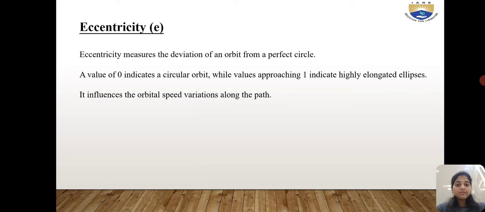Eccentricity, E. Eccentricity measures the deviation of an orbit from a perfect circle. A value of 0 indicates a circular orbit, while values approaching 1 indicate highly elongated ellipses. It influences the orbital speed variations along the path.